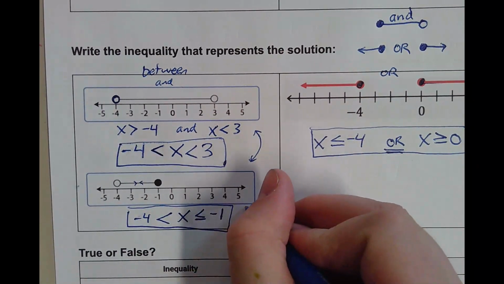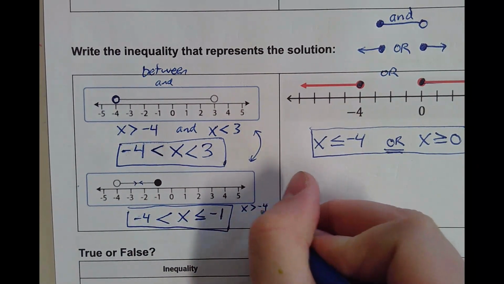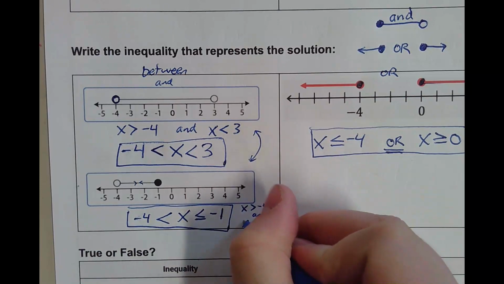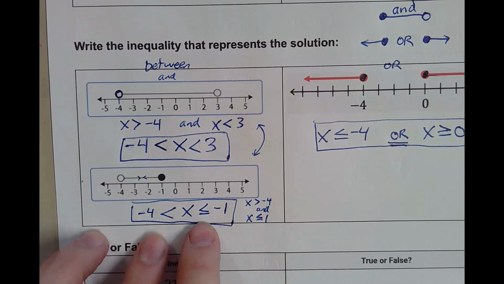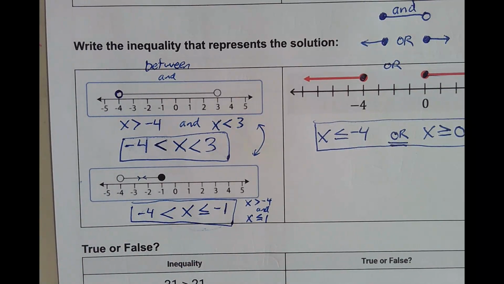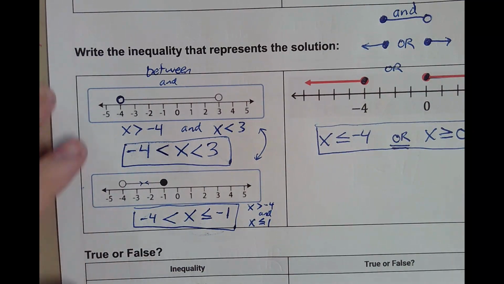Alternatively, again, you could say x is greater than negative 4 and x is less than or equal to 1. But if you learn this way, it's just typically a little bit faster. So these would be my answers.